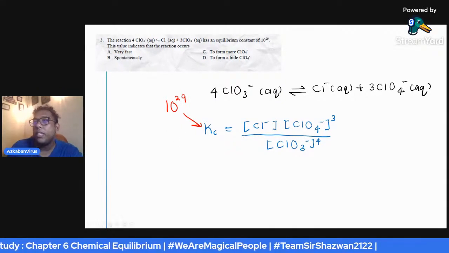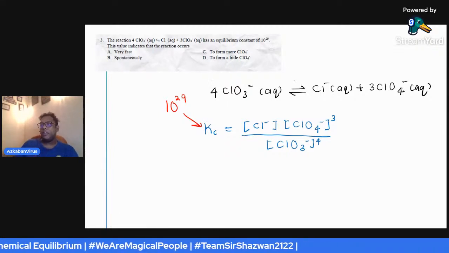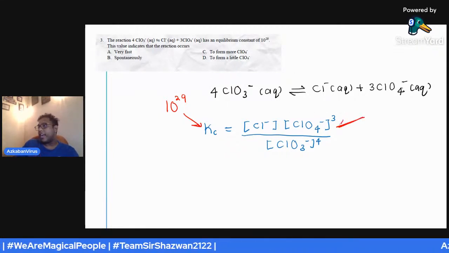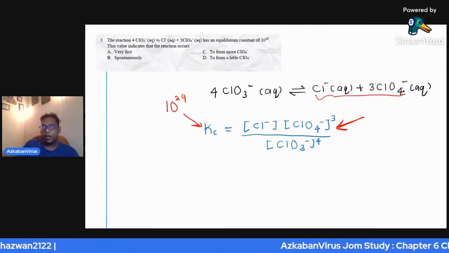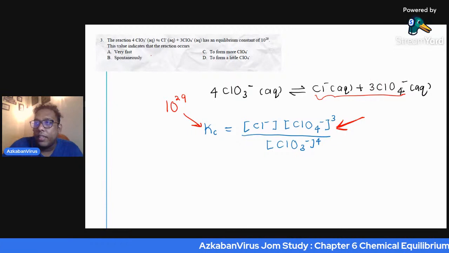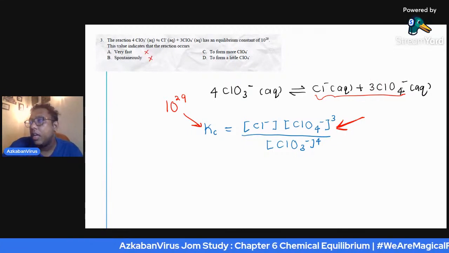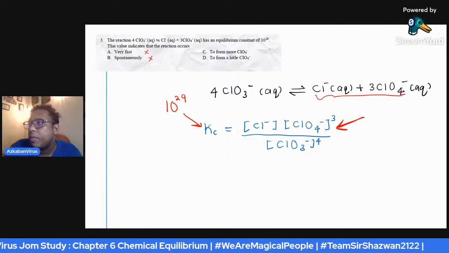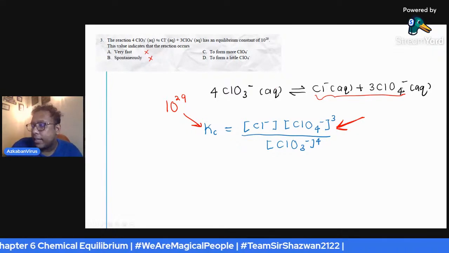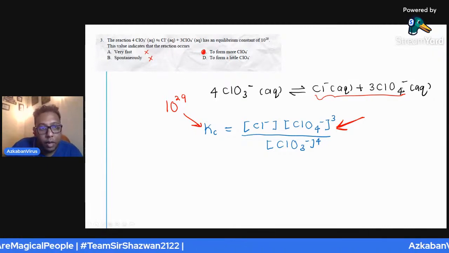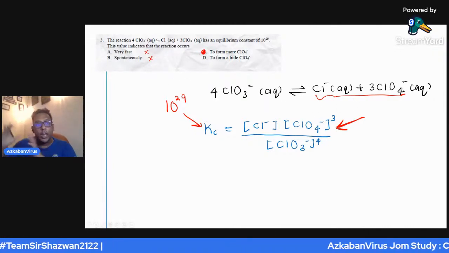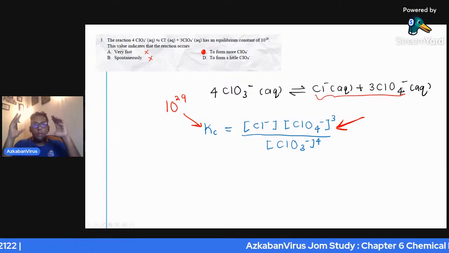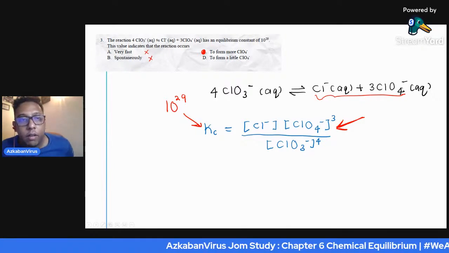Okay, so apa yang kita boleh cakap kat sini, nilai ini bermaksud value dekat atas ni sangat banyak. Dia hasilkan lebih banyak produk. Okay, so very fast and spontaneously ni tidak ada kaitan. Tengok ni, to form more ClO4 minus ataupun to form a little ClO4 minus. So the answer is C. Kc yang besar ataupun Kp yang besar refer kepada produk yang banyak. Nilai produk tu lebih banyak pada nilai reaktan dia.